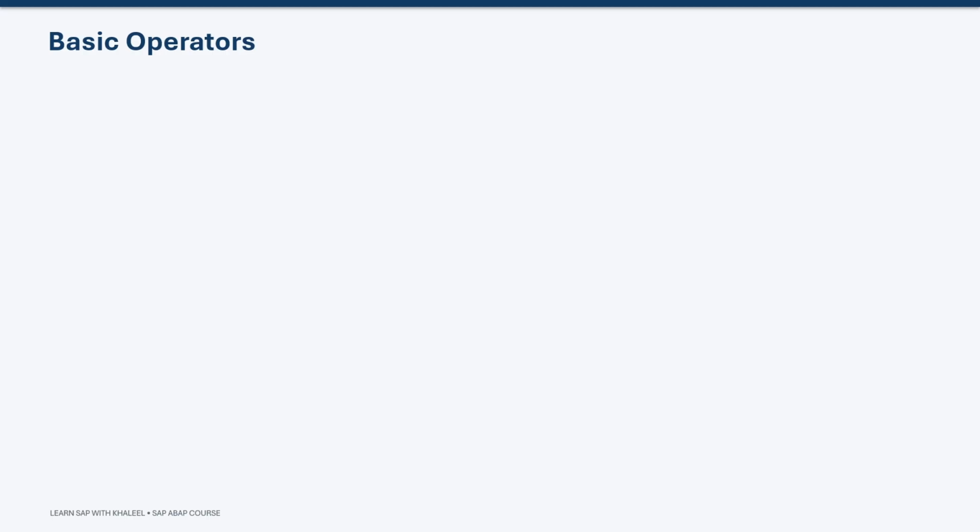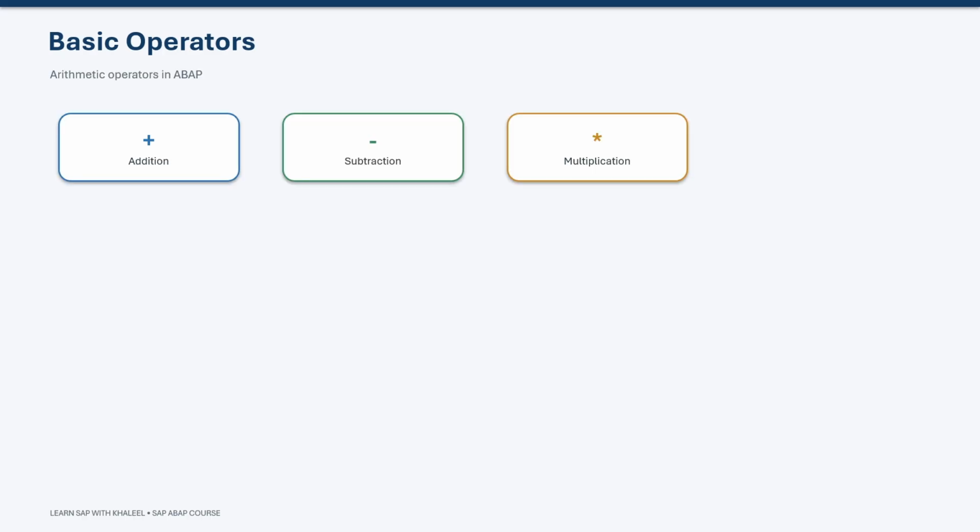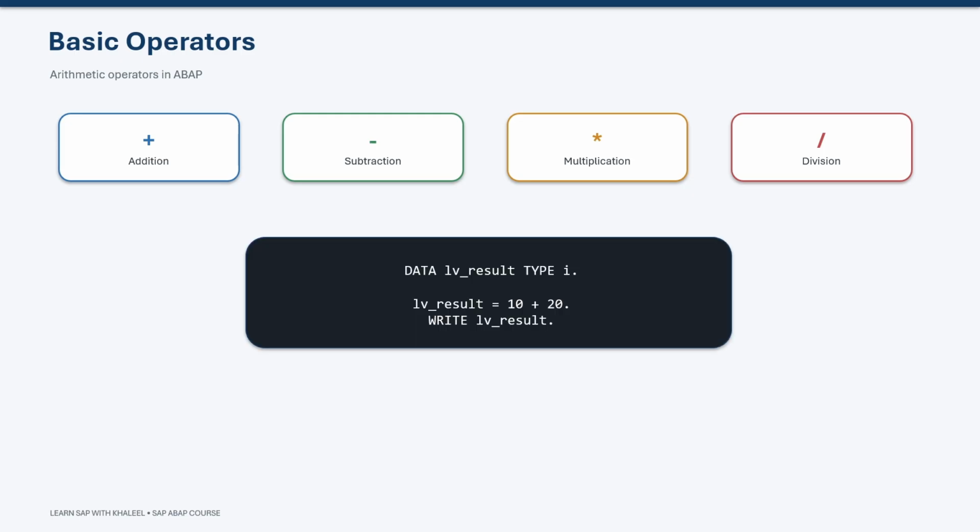So, basic operators. Now let's look at the operators. Operators allow us to perform operations on values. The basic arithmetic operators are addition, subtraction, multiplication, division. Now data lv_result. This is the variable name. It is storing the integer type I. lv_result = 10 + 20. We can show the integer numbers as output by the lv_result variable. Now we will get the output as 30.